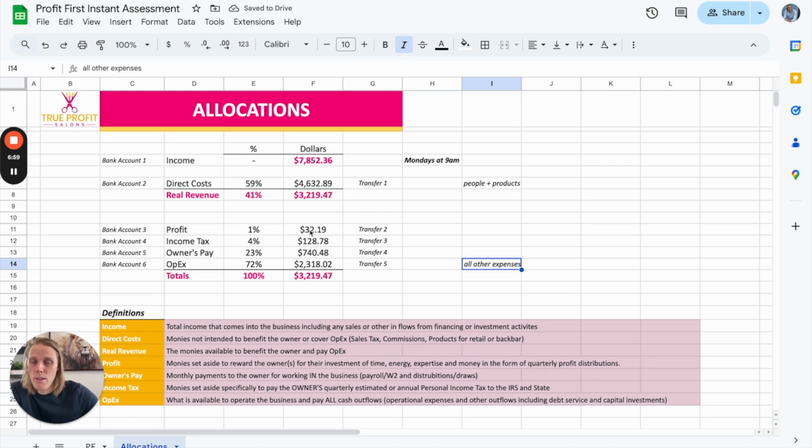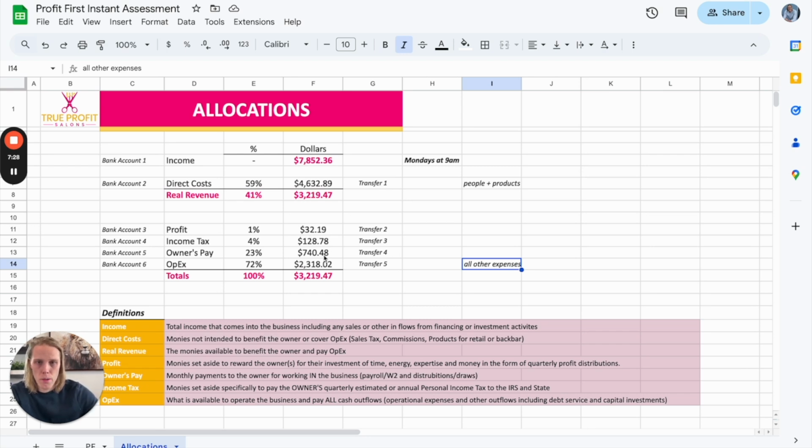Our profit account, recall that that one is there to reward you as the business owner. So once per quarter, usually the beginning of January, beginning of April, July, October, we go in and we take half of what's in the account and we pay it to ourselves. And that's a bonus. And that's our bonus for the risk and the effort that we've put into our business, and we get to be rewarded for that.